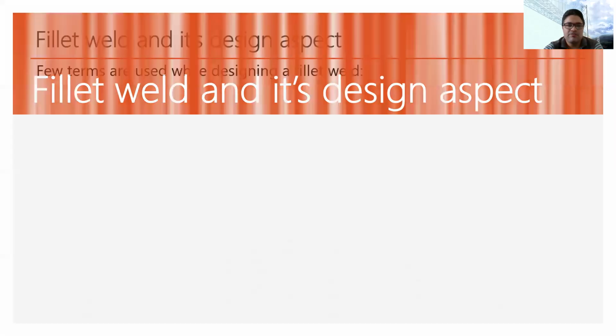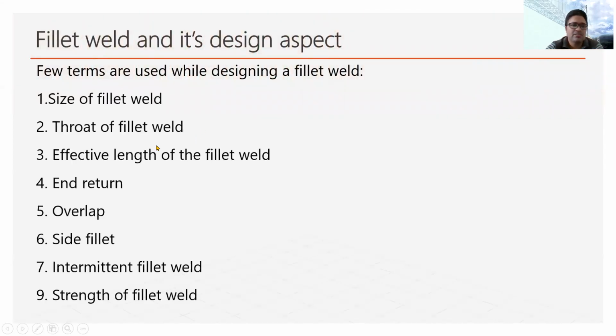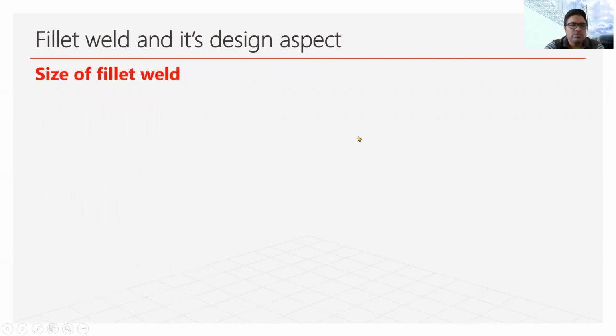So basically, these are the terms which are being used in the fillet weld. We will discuss all these terms one by one. The important terms are: first, size of the weld, then the throat of the weld, then effective length of the fillet weld, and return, overlap, side fillets, intermittent fillet weld, and strength of fillet weld. So we will see all these parts one by one. So first we will discuss the size of fillet weld.